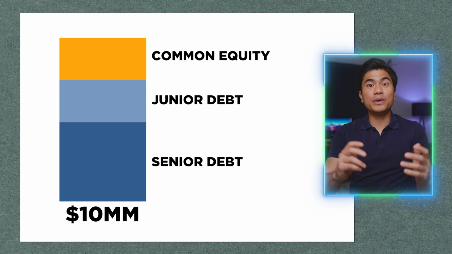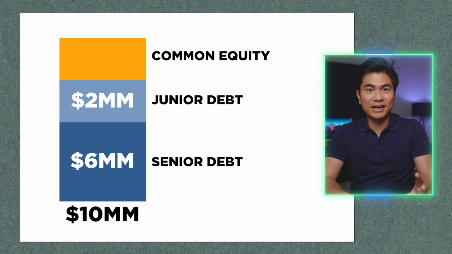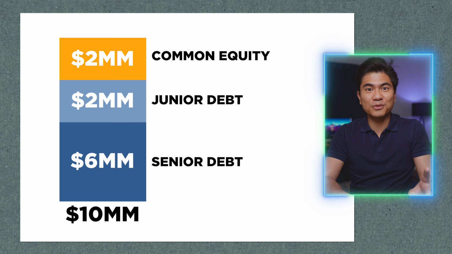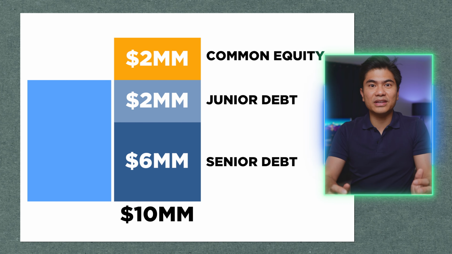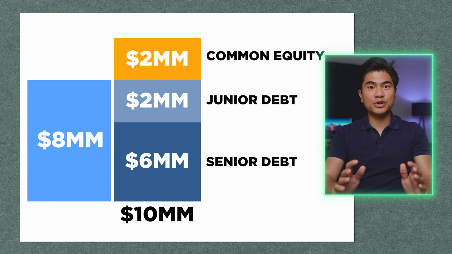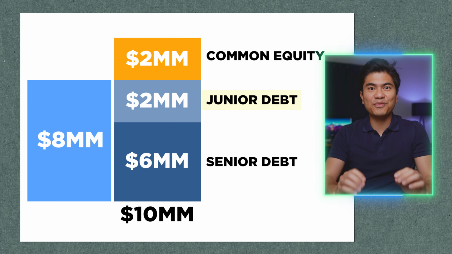Here's a quick example. We acquired a property worth $10 million. With $6 million as senior debt, $2 million as junior debt, and the remaining $2 million we raised with common equity. Let's say the property declined in value, and at the point of sale, it is only worth $8 million. As you can see, there's only enough value to pay out the senior debt and junior debt, but there's nothing left for the common equity.